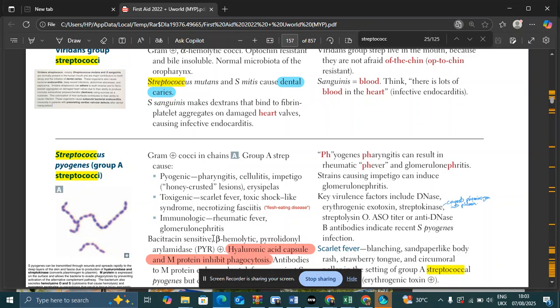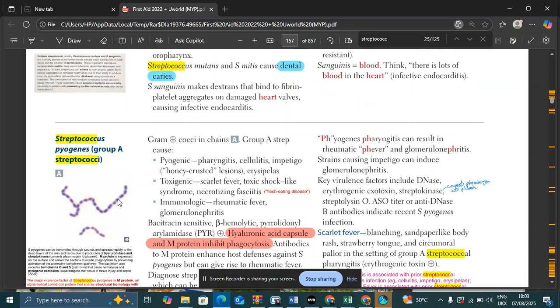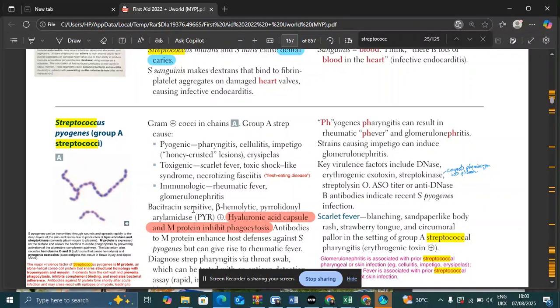Okay, now we have already talked about this: Streptococcus pyogenes are bacitracin sensitive, they are beta hemolytic, they are pyrrolidonyl arylamidase positive, PYR positive, and they have a hyaluronic acid capsule, and M protein inhibits phagocytosis. Now, this is important. M protein is important. How and why does Streptococcus pyogenes cause rheumatic fever? The pathogenesis is related to M protein.